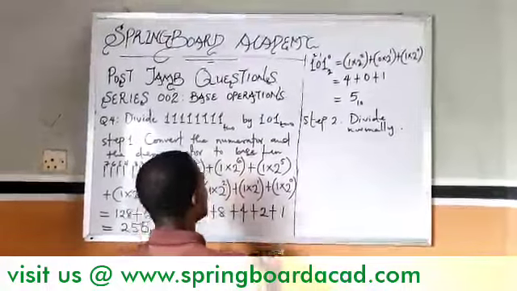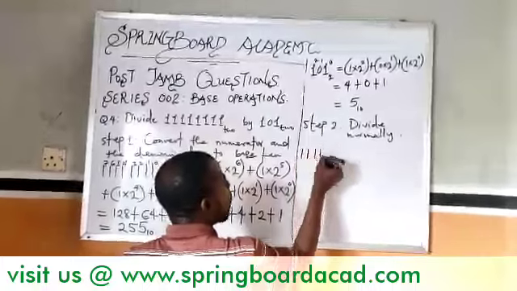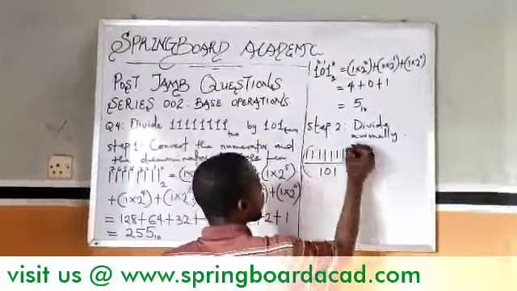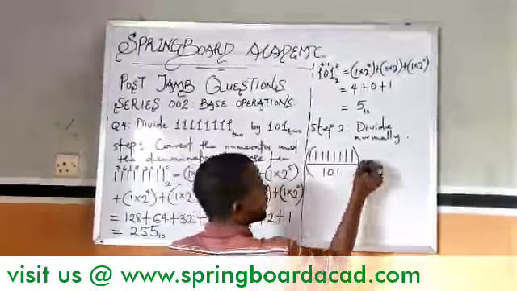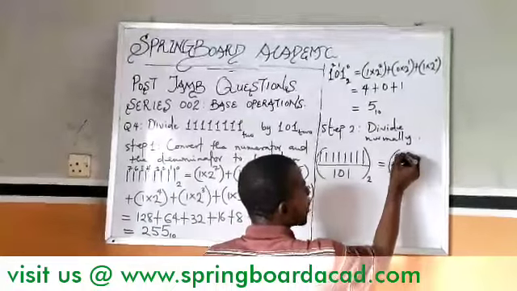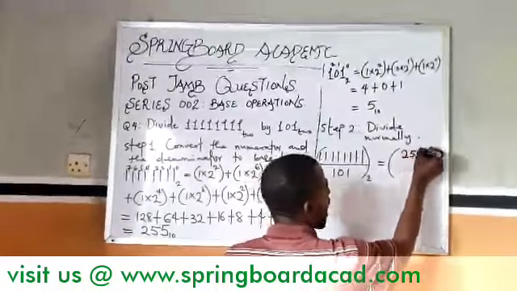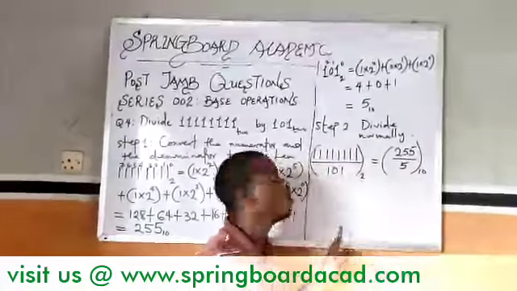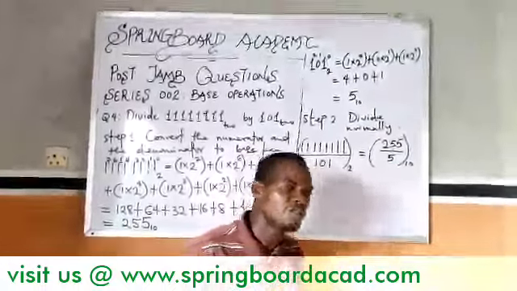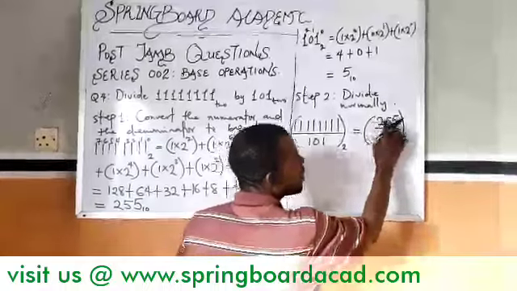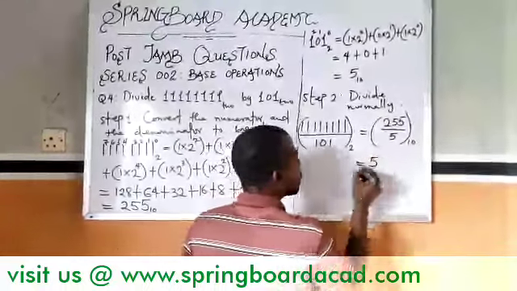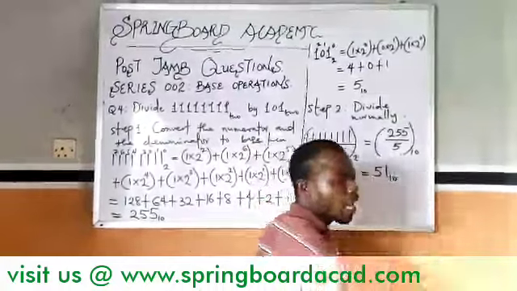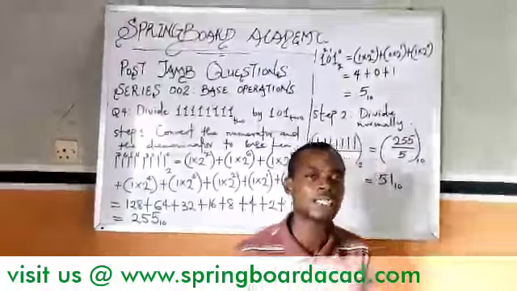Now let's do that. Initially we had 1, 1, 1, 1, 1, 1, 1, 1, all over 101, all in base 2. We converted to base 10. What did we get for the numerator? We have 2, 5, 5, all over 5, all in base 10. Now what do we do? We carry out a process of normal division. 5 in 25, that will give you 5. Then 5 in 5, that will give you what? 1, all in base 10. We have successfully executed step 2.